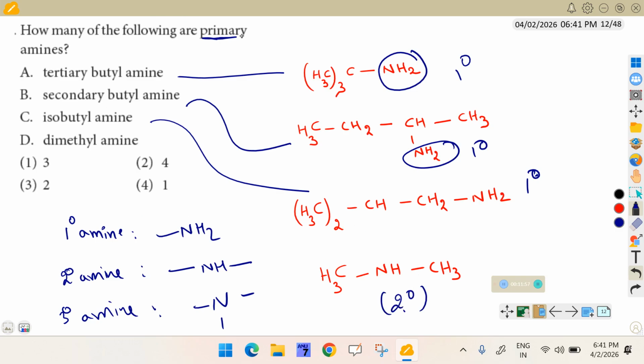How many of the following are primary amines? 3 primary amines.